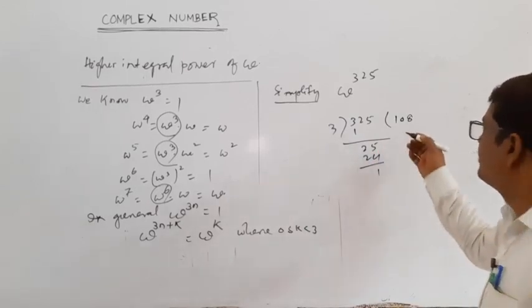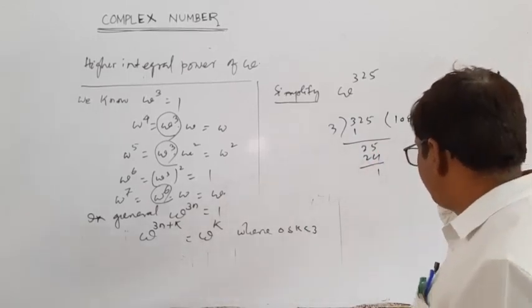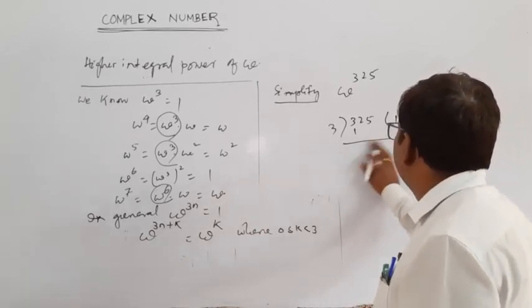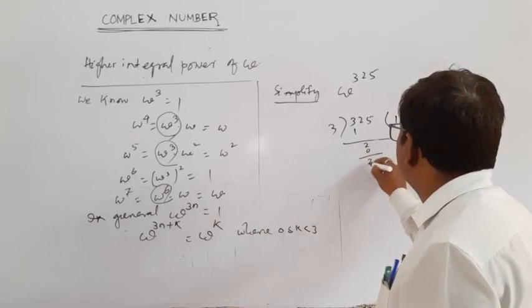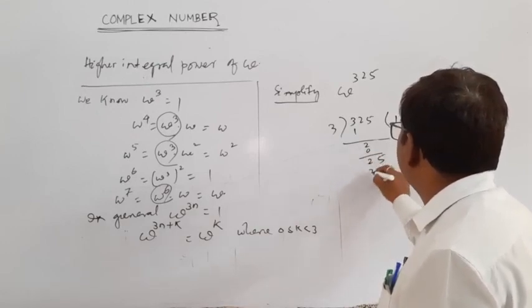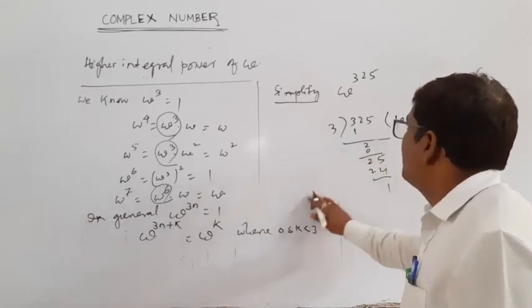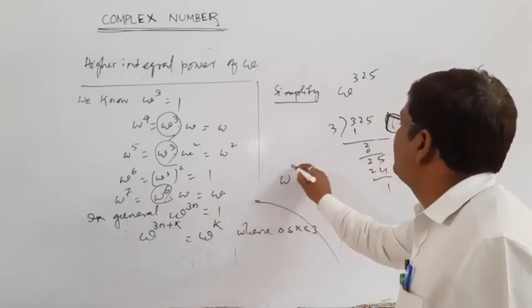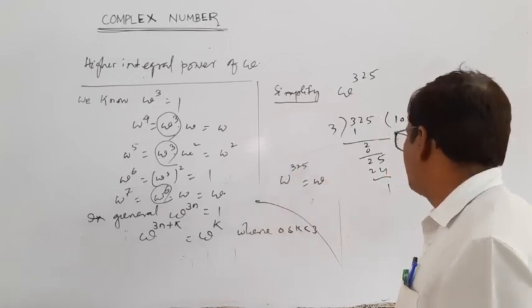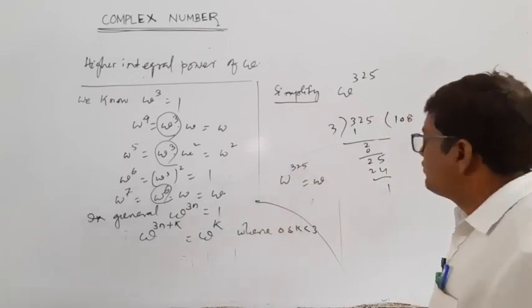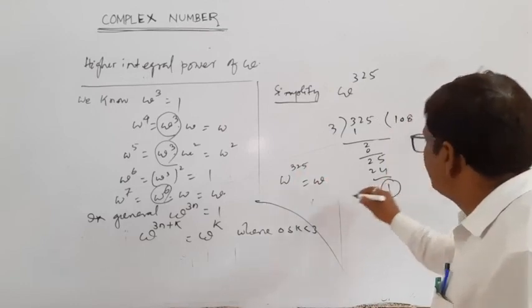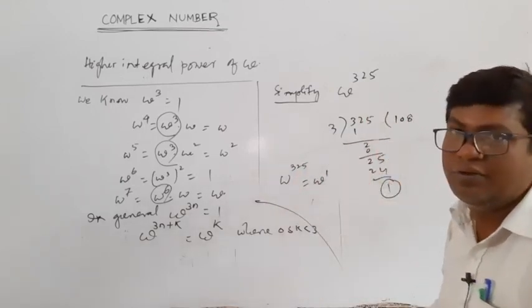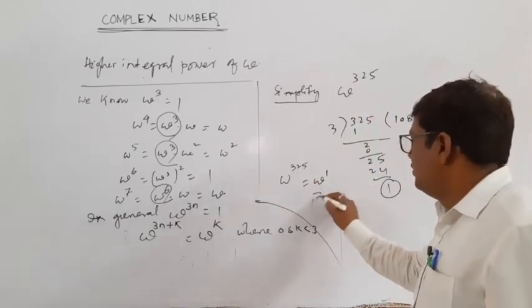So omega to the power 325 is equal to omega to the power of the remainder, which is 1. Divide by 3 and write the remainder. So this is only omega.